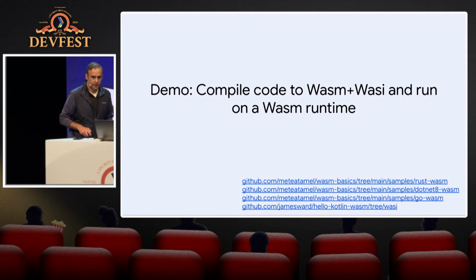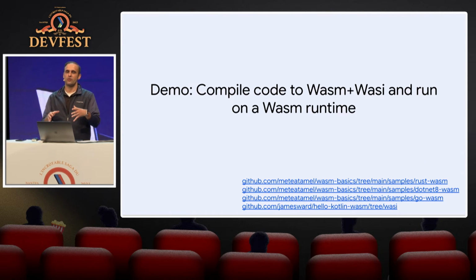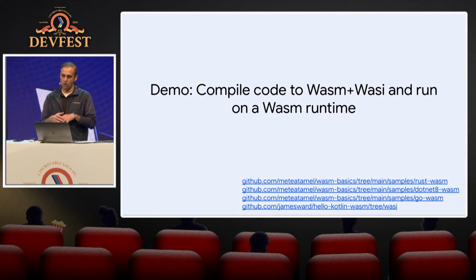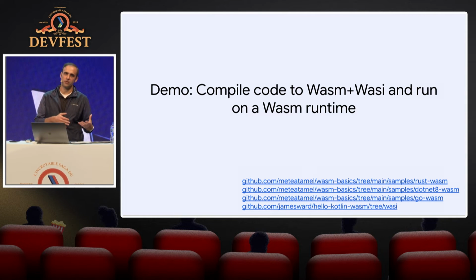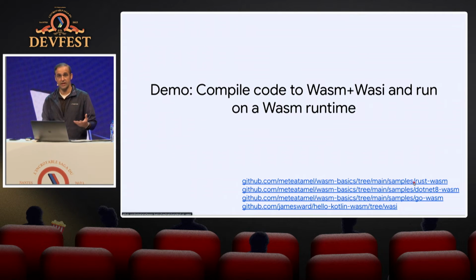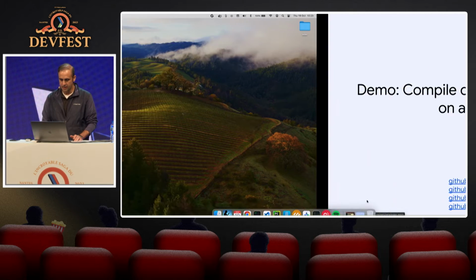OK, now let me show you a quick demo. So let's say you have a piece of code, and you want to compile that code to a Wasm module and run it with a Wasm runtime. So let's see what that looks like. I have a repo with some samples. So I show you how to do this with Rust, with .NET 8, with Go, with Kotlin. And as I work on more languages, I'm going to keep adding to the repo. So feel free to check it out. But for now, I'm going to show you Rust, because Rust is one of the main supported languages in Wasm. So let's see what that looks like.